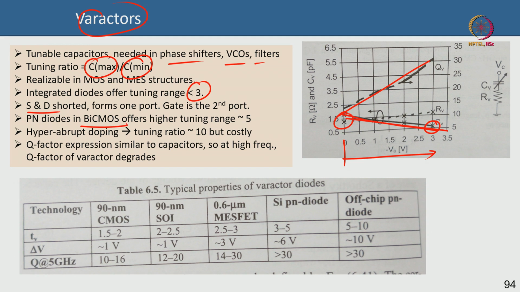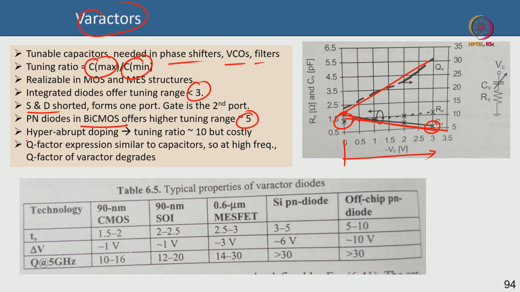If you use a bi-CMOS process, remember bi-CMOS process from last week I guess, you can get a tuning ratio up to 5. It is a larger and a more impressive value because you have a PN diode there. You can have a PN diode in a bi-CMOS process, and that PN diode will enable you to go a larger range of depletion, larger range of capacitance, etc.